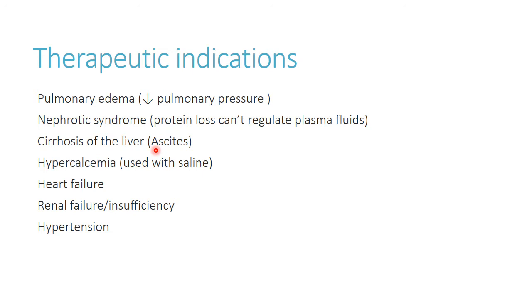If we mention ascites, especially if you have cirrhosis of the liver, hypercalcemia, you can actually use this along with saline to try to help flush that out through the kidneys because again, it blocks calcium reabsorption. So that's another good thing there. Heart failure. Usually they end up having edema, especially with acute exacerbations.